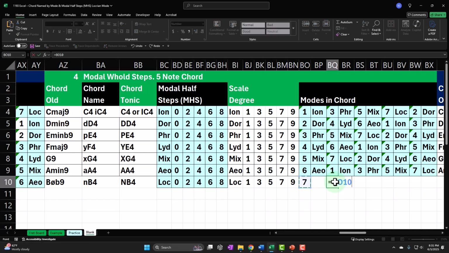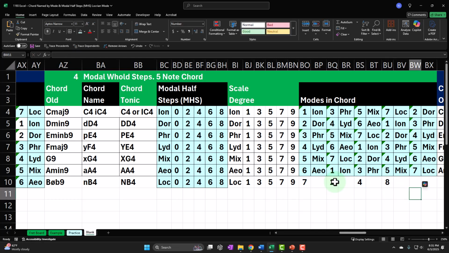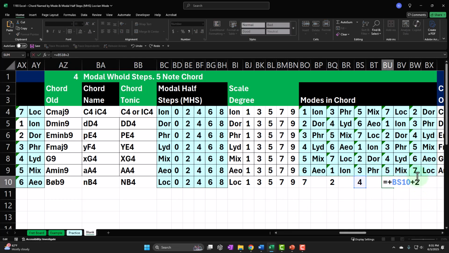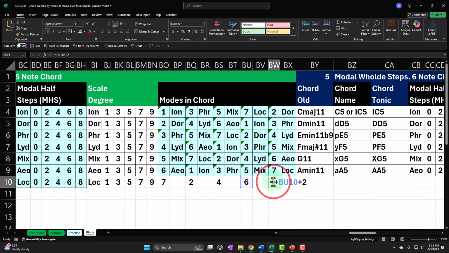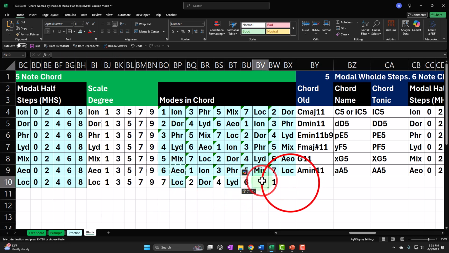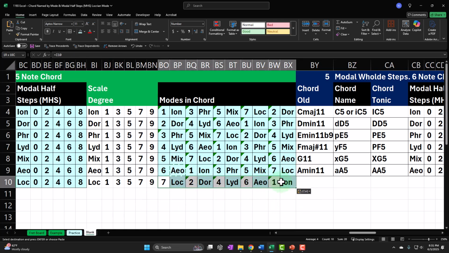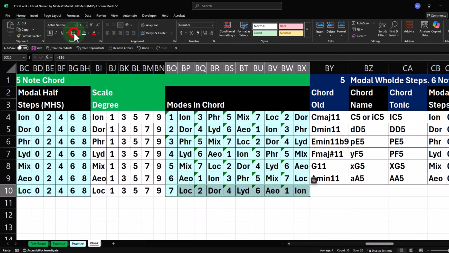So if it was the 7, I could build this chord 7 plus 2 minus 7. And then this one is going to be equal to the 2 plus 2, and this is going to be the 4 plus 2, and then I have to say minus 7. Wait a sec, did that work? This is going to be 7, 2, 4. What happened here? This should be plus 2. And then this should be equal to 6 plus 2. And let's bring this down, minus 7. All right, so that means that we're just going to hold down the 7, 2, 4, 6, 1, which would be the Locrian, Dorian, Lydian, Aeolian, and Ionian nodes to make that chord. Let's make that blue and bordered.